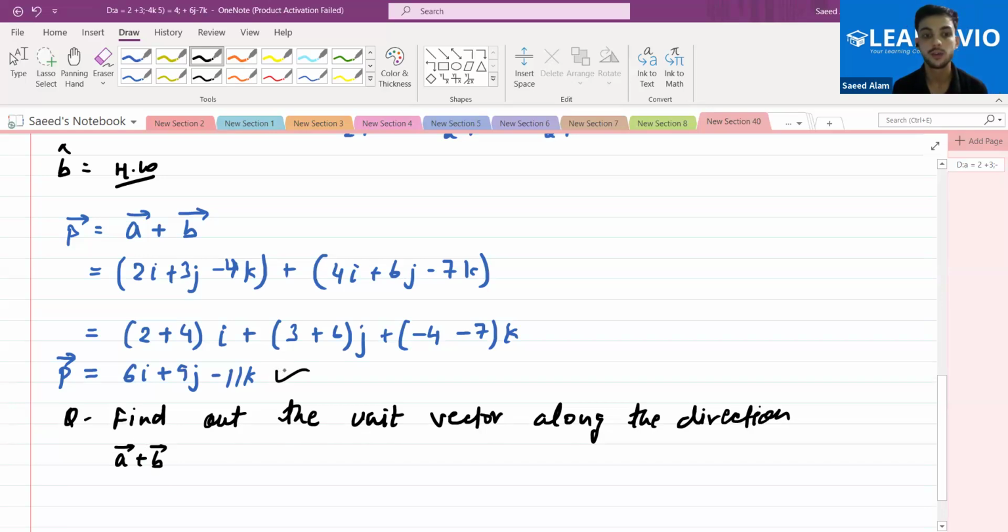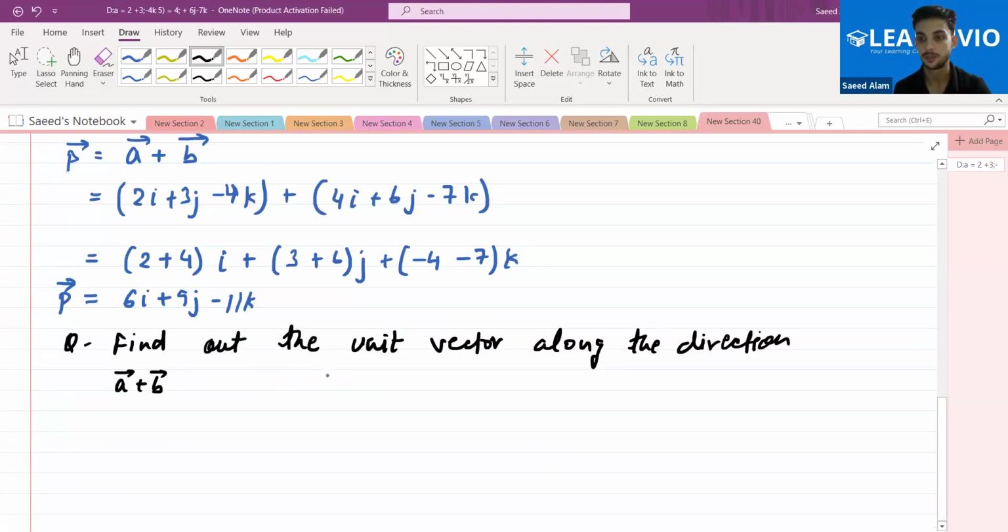If you got this, don't you think you can now find out the unit vector? How will you do it? If you got this, how will you find the unit vector? Divide by the magnitude. How will you find the magnitude? By squaring: 6 squared plus 9 squared plus minus 11 squared, whole root. This is how you find the magnitude, and you divide the vector by its magnitude, and you will get the final answer. Yes or no?